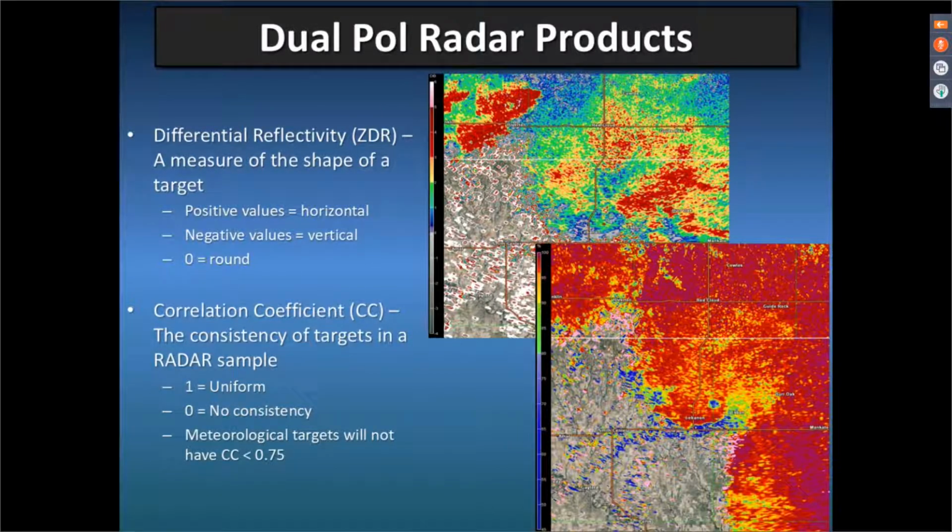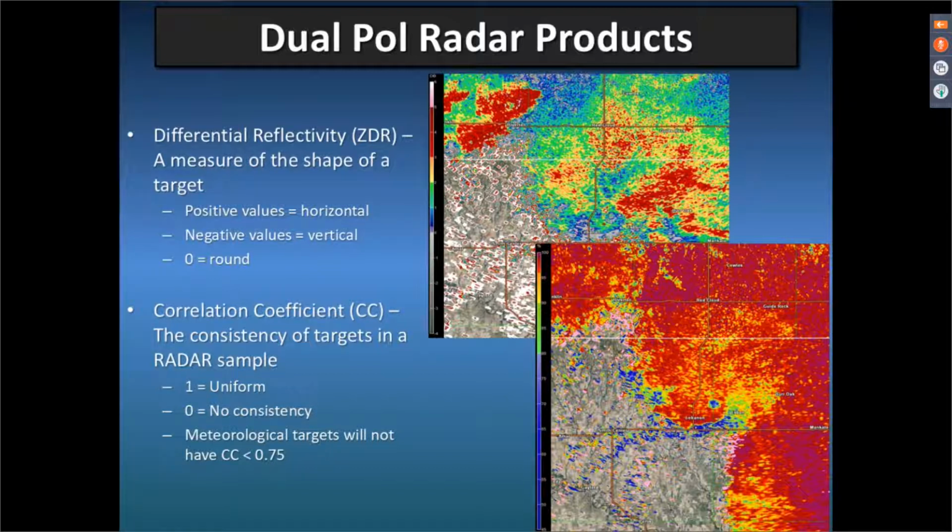Another product we use is called correlation coefficient, or CC for short. Basically this is determining how similar the objects are in a given radar sample. So let's say the radar energy goes out into the atmosphere and it hits a bunch of raindrops, and everything in that area is all raindrops, well then the CC would be 100%, because everything is a raindrop in that area, or a CC of 1. Basically everything is the same.